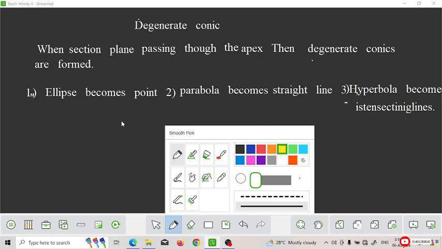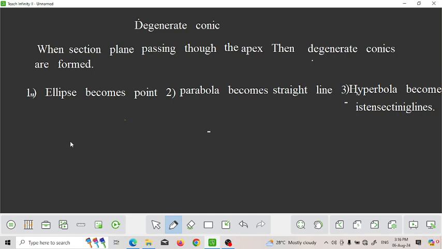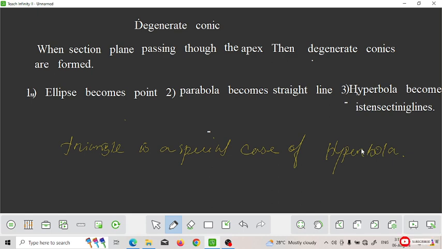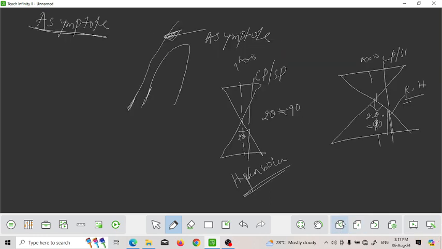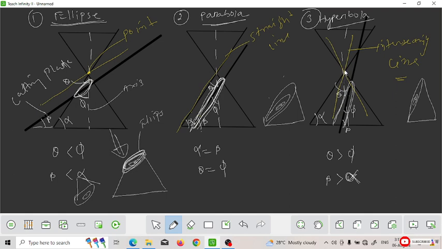Okay, so we have to just remember, triangle is a special case of hyperbola. Okay, now when the section plane passes through the apex of the solid cone and intersects the base, then we have a triangle formed. You see how a triangle is formed with the help of hyperbola. See, this intersecting line touches the base and thus forms a triangle.